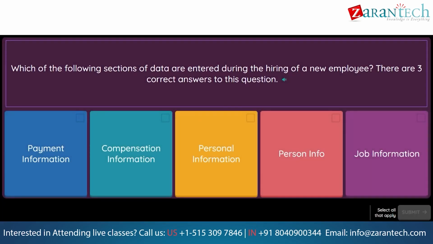Question: which of the following sections of data are entered during the hiring of a new employee? There are 3 correct answers to this question. Option 1, payment information. Option 2, compensation information. Option 3, personal information. Option 4, person info. Option 5, job information.